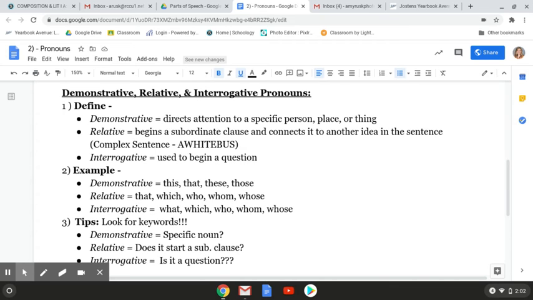Then we have demonstrative, relative, and interrogative pronouns. So demonstrative pronouns, they direct attention to a specific person, place, or thing. Demonstrative, they demonstrate, they direct attention.